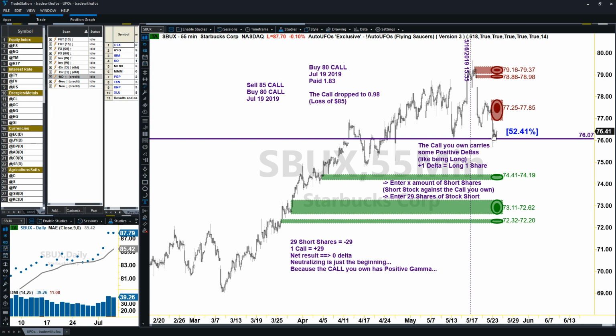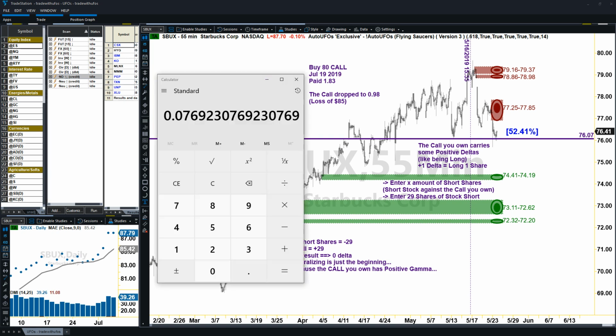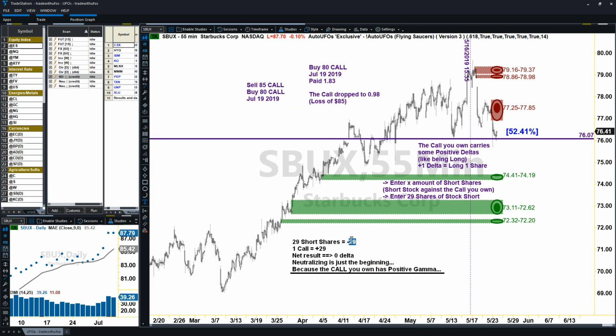So in here, you shorted 29 shares of stock. Okay, let's do the math. You were talking about how much money you need. So you will need 29 times, let's call it 76. With a margin account, you need half of that, so that's $1,100. This is what you will need to be able to do that.